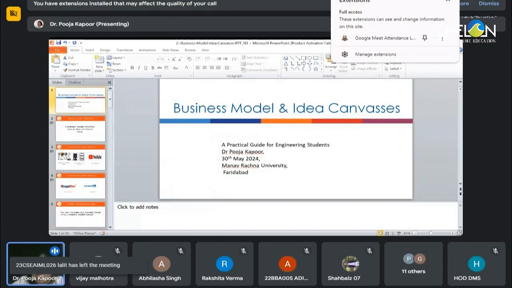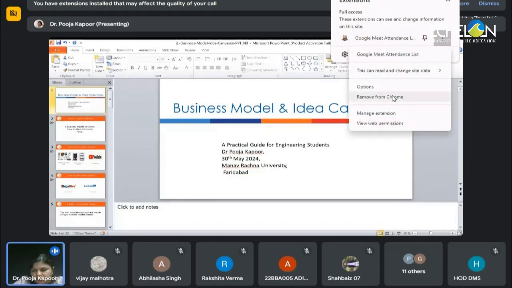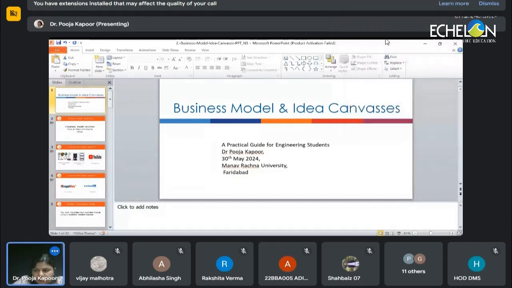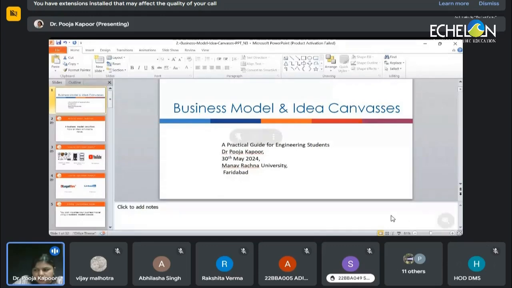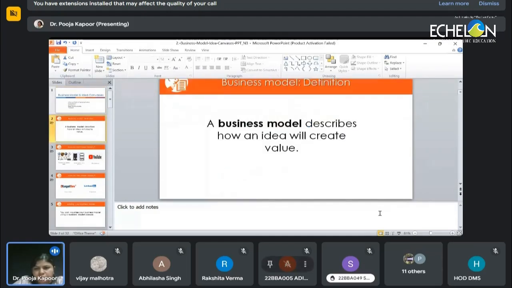Basically, when we talk about business model and idea canvases, before going for canvases, let us understand what exactly a business model is. A business model is defined as how a company creates, delivers, and captures value. That is the idea behind it. So, what does the definition look like?